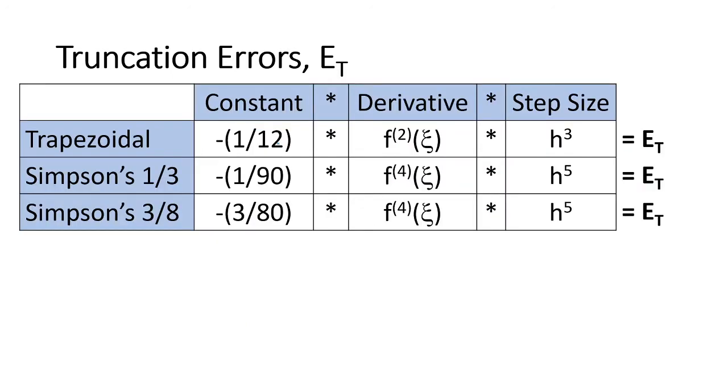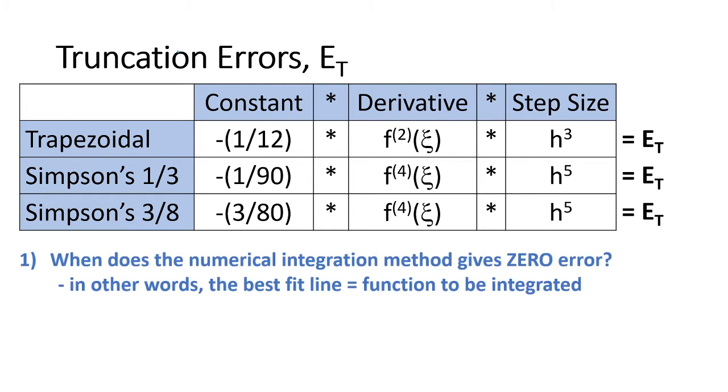Now, when we try to study what the truncation errors tell us, we can observe that for the different methods, the trapezoidal rule, Simpson's one-third rule, and Simpson's 3/8 rule, all the truncation errors actually consist of the multiplication of three terms. We have a constant term multiplied by the derivative term and multiplied by the step size term. So these are the three things that we can use to interpret what the truncation error tells us. What kind of information will the truncation errors reveal?